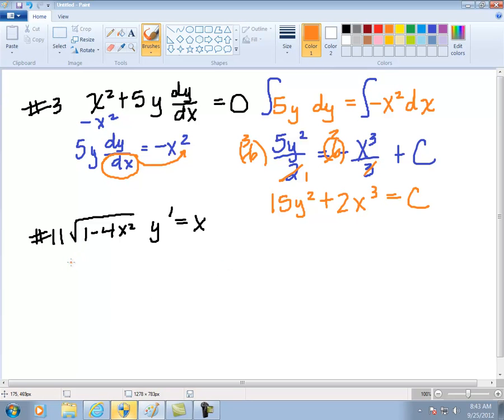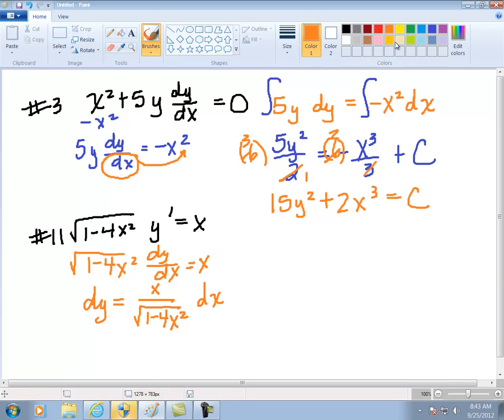Again, same idea. In this one, I've got it written as y prime, so I'm just going to change that to dy/dx. I want to get my x's on one side, my y's on the other. So I'm going to divide by the square root of 1 minus 4x squared, and then multiply both sides by dx. And what I end up with is dy is equal to x over the square root of 1 minus 4x squared, with the radical going to the denominator when I divide both sides by that, times dx.